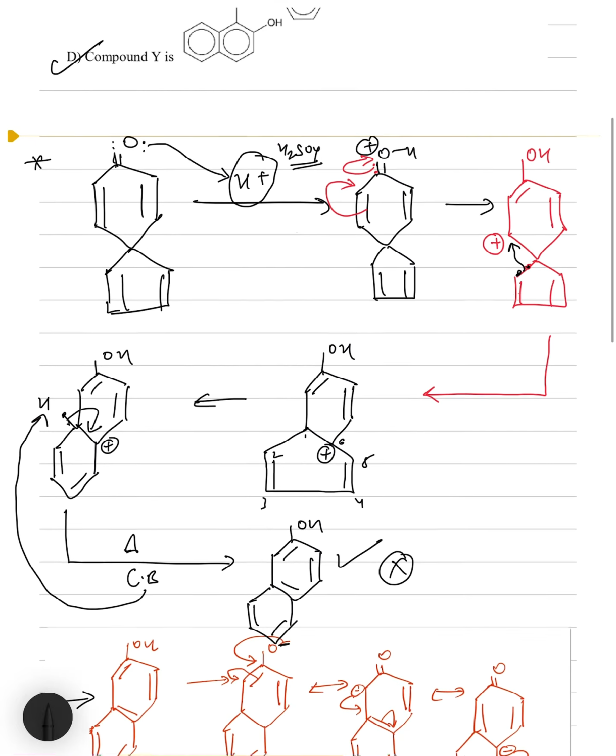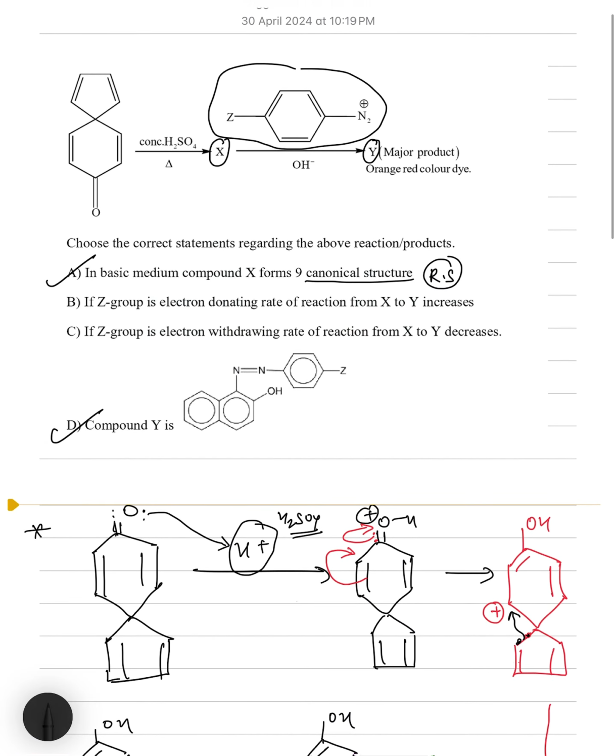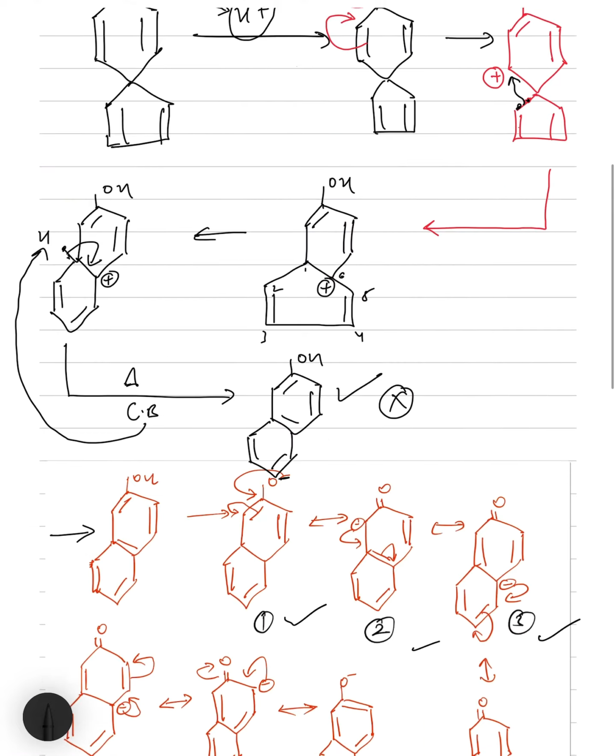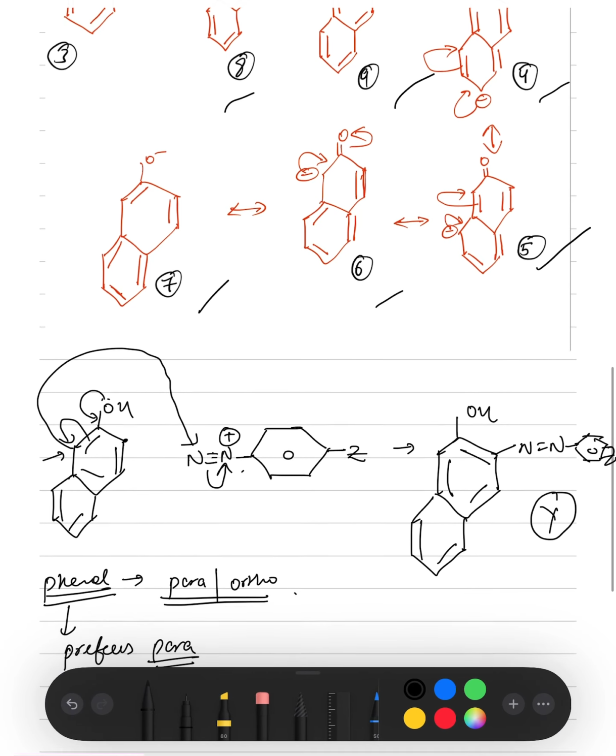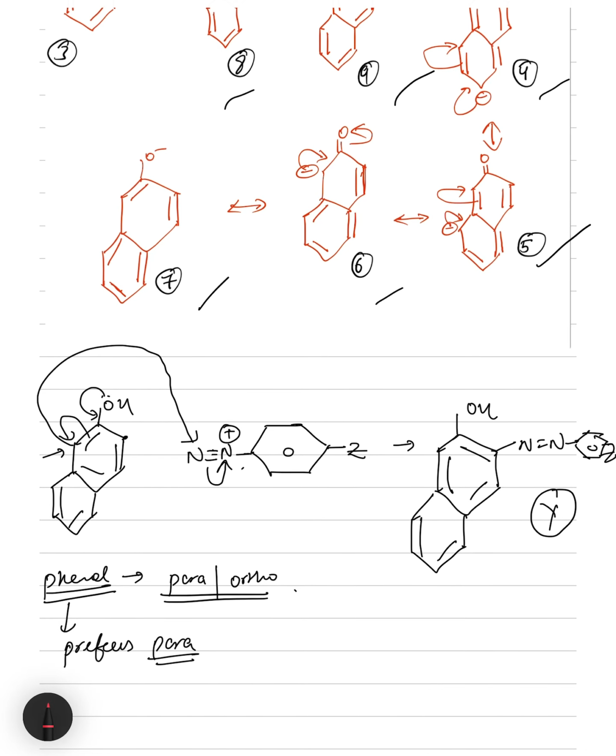Now the important thing is the effect of electron withdrawing and electron donating groups. Option B says if Z is the electron donating group, the rate of reaction from X to Y increases. See, the point is the X compound we have obtained is giving us the nucleophilic site. That nucleophilic site is going to attack the electrophilic site, right? Here, this carbon, when it is the negative charge carbon after resonance, is going to attack the nitrogen here. This is the nucleophilic site, right? And it is attacking the electrophilic site.